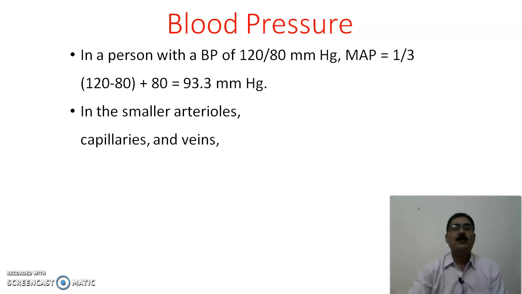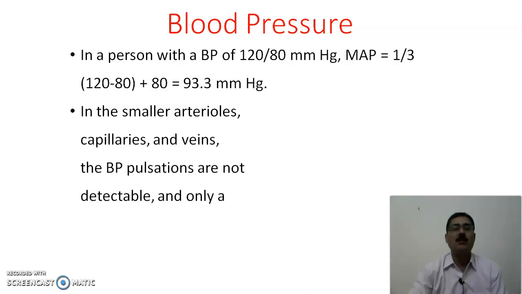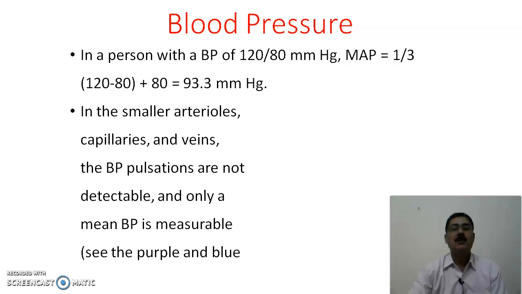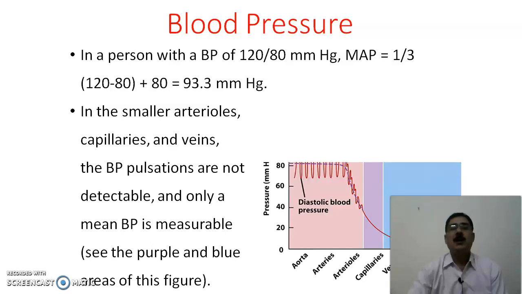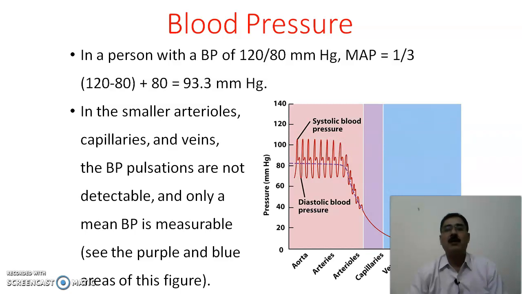In the smaller arterioles, capillaries and veins, the BP pulsations are not detectable and only a mean BP is measurable. You can see here in this figure the purple and the blue areas are showing the systolic and the diastolic blood pressure. Beginning from the left in the graphical chart, you can see aorta, arteries, arterioles, capillaries, which are shown in purple, then venules, veins and vena cava.